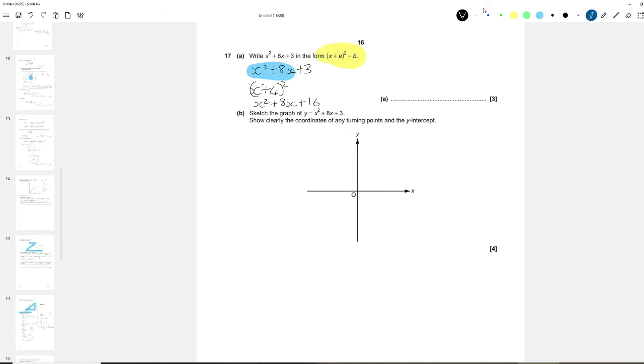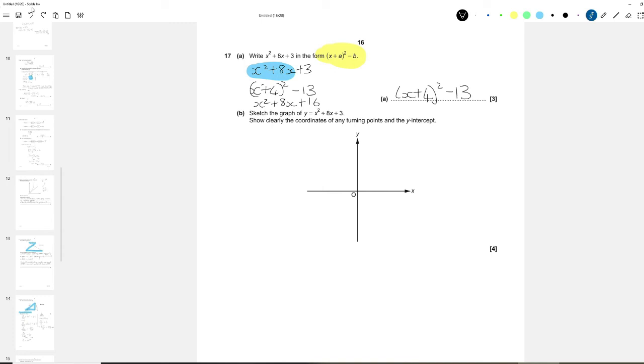Now I don't want 16, I want 3. So what do I have to minus? I have to minus 13. So my answer would be (x plus 4) squared minus 13. Now with question B, it says sketch the graph of y equals x squared plus 8x plus 3. Show clearly the coordinates of any turning points and the y-intercept. Now let's find out first the y-intercept.